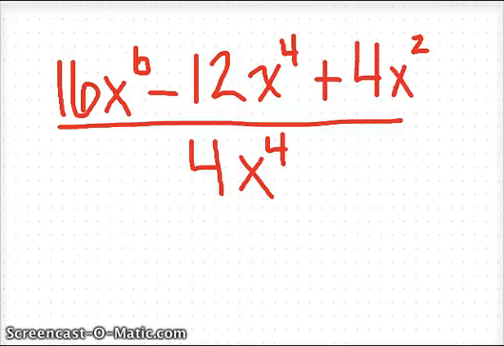Okay, so this is the problem that we're going to divide. We have 16x to the sixth power minus 12x to the fourth power plus 4x to the second power, divided by 4x to the fourth power. So you want to divide each part by 4x to the fourth power to find your solution. That's what we're going to do next.